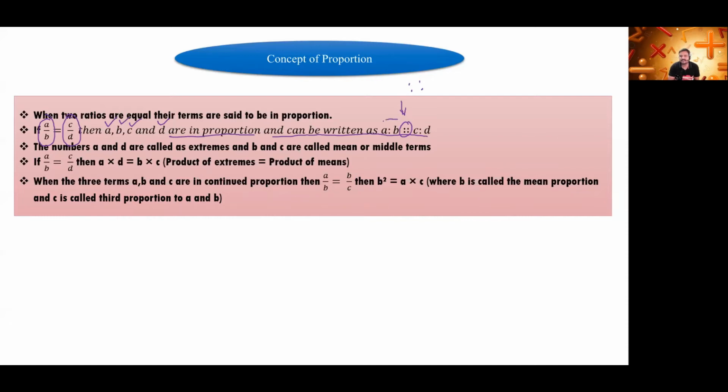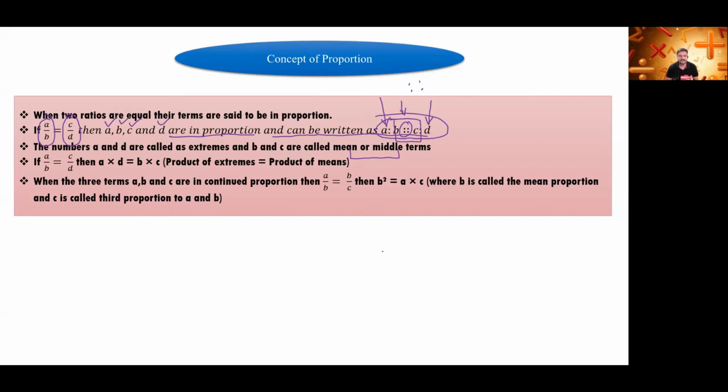The numbers A and D are called extremes. You can see here in this ratio, why is it called extreme? Because A and D are at the corners. A is at the left side corner and D is at the right side corner. Therefore they are called extremes. So A and D are what? Extremes. And B and C are in the middle, so they are called means or middle terms.